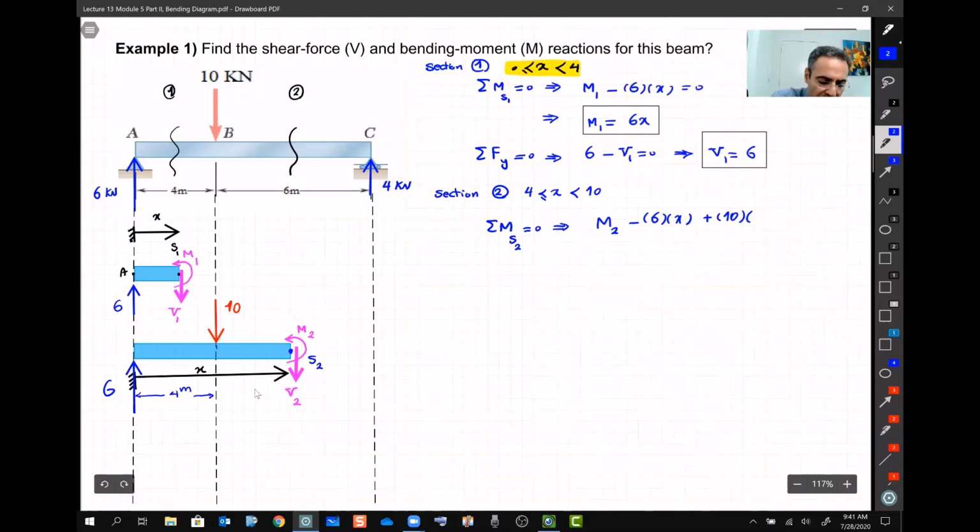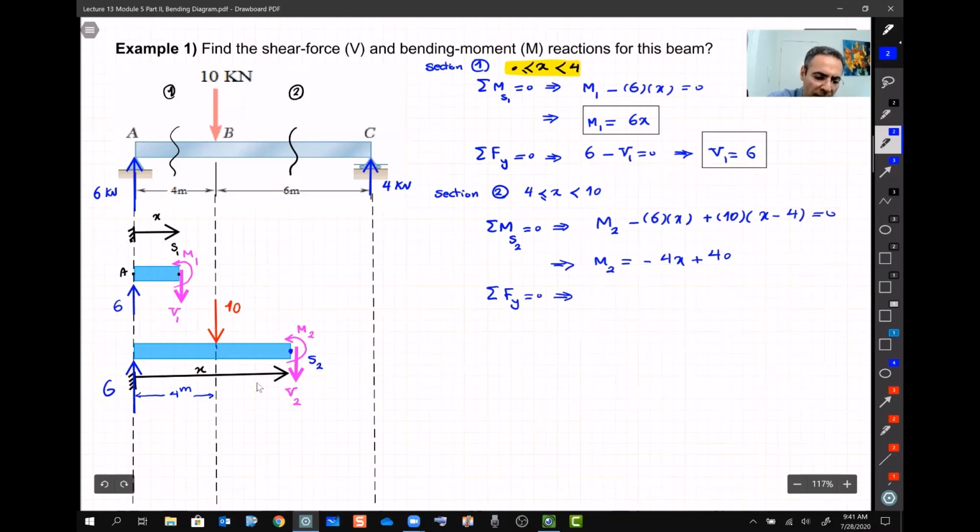The whole thing is x, so this distance is then x minus 4, and it equals 0. We simplify this equation, and M2 gives me minus 4x plus 40. Okay, that's M2. And the second equation always is the sum of the forces in y equal to 0.